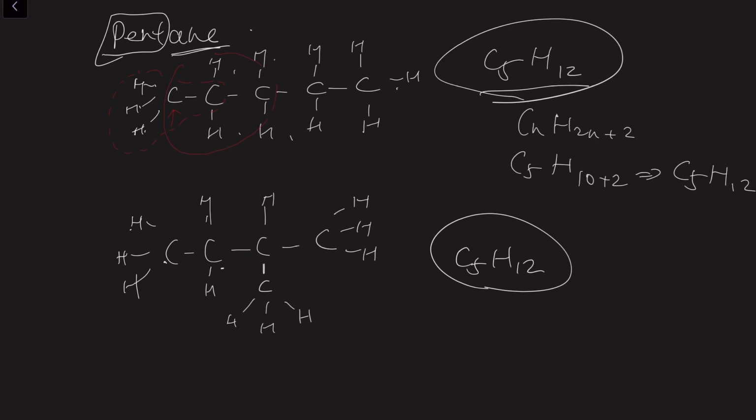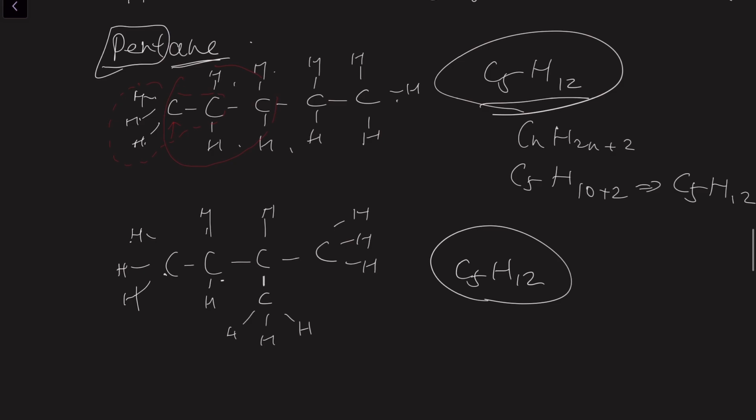But as you would appreciate, it should no longer be called pentane, because it doesn't have 5 carbons in the main carbon chain. So what do I mean by the main carbon chain? It is the longest carbon chain you can draw without lifting your pen. So for this one, I can reach 5 carbons without lifting my pen.